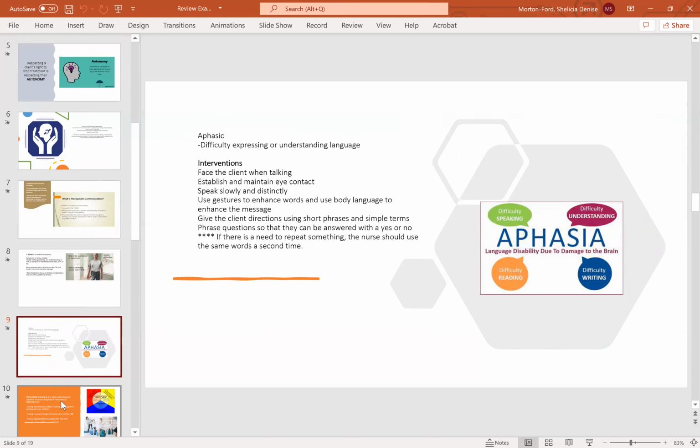So aphasia is difficulty expressing or understanding language. You want to face the client when talking to them. You want to establish and maintain appropriate eye contact. You want to speak slowly and distinctly. You don't want to exaggerate what you're saying. You can use gestures and body language if needed. Give the client directions that are clear, short, and simple.